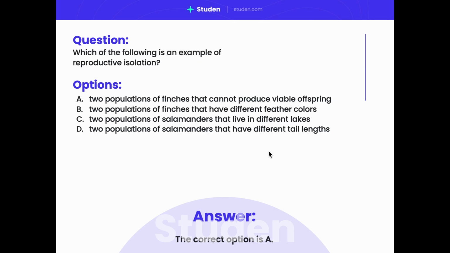Hey guys, today we gotta answer this question, so let's take a look. So the question is, which of the following is an example of reproductive isolation? As you can see, we got four options, A, B, C, D. You can pause the video and read them, and let's read them as well.